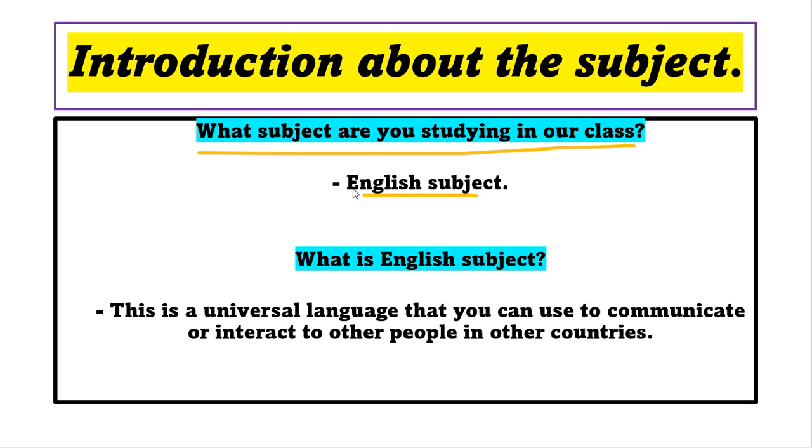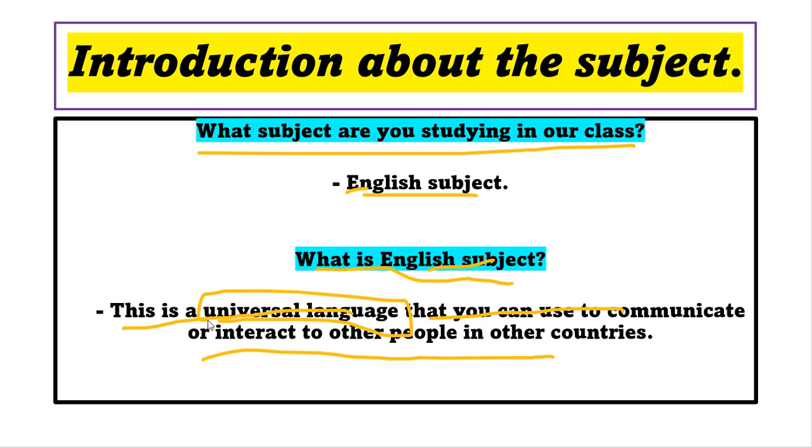I want you to know what subject you are learning or studying here. So what is English subject? You know your subject already, but you must know what it is. What is the definition of that one? This is a universal language that you can use to communicate or interact with other people in other countries. Universal language means all around language, so you can bring it all around.